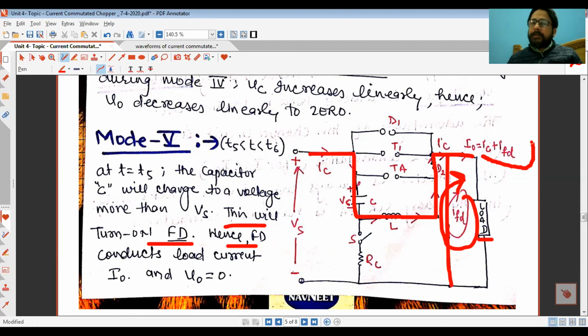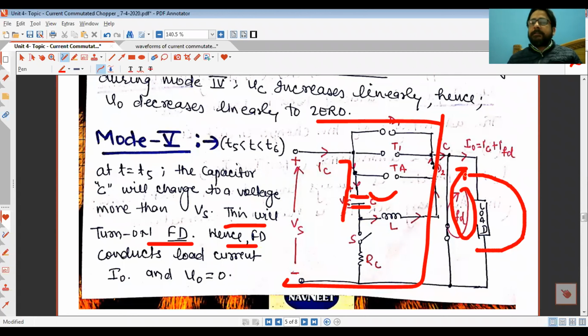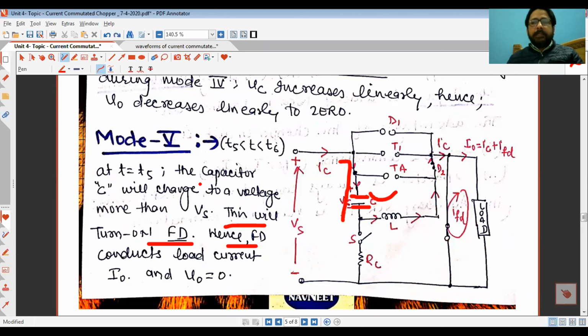So that means load current is now equal to IC plus IFD. But now capacitor current will become zero. Why will the capacitor current become zero? क्योंकि जब आपका कैपेसिटर कंप्लीटली चार्ज हो जाएगा, it will block the current through itself. So this current now will become zero, and eventually you have only the freewheeling current flowing in the circuitry. That means this path gets disconnected now. Only this part keeps on working in mode 5.